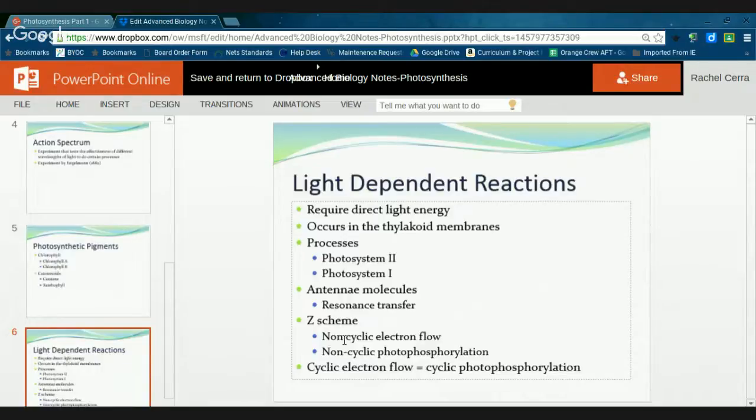As it comes back down, it's potentially going to hit an antenna molecule, or it's going to hit a chlorophyll A molecule, but instead it's going to absorb a different amount because this one's called chlorophyll A P700.